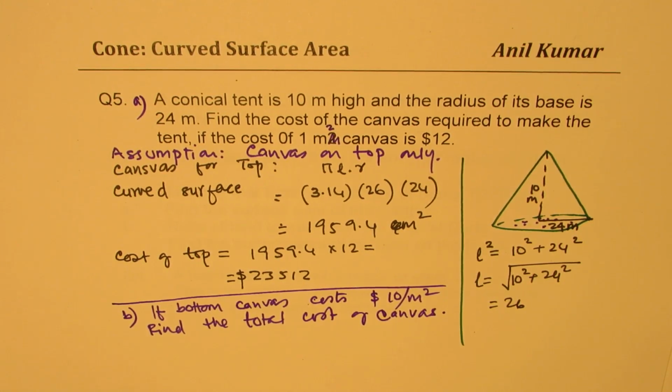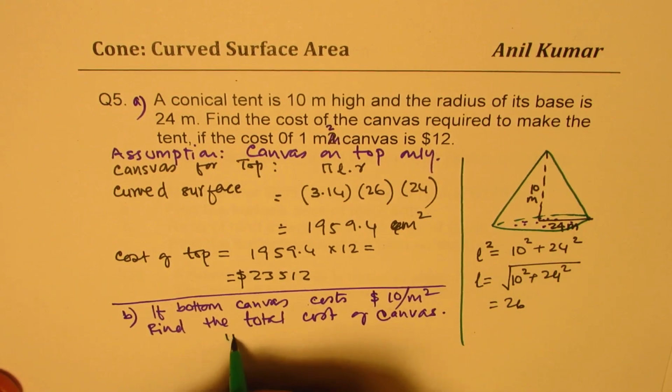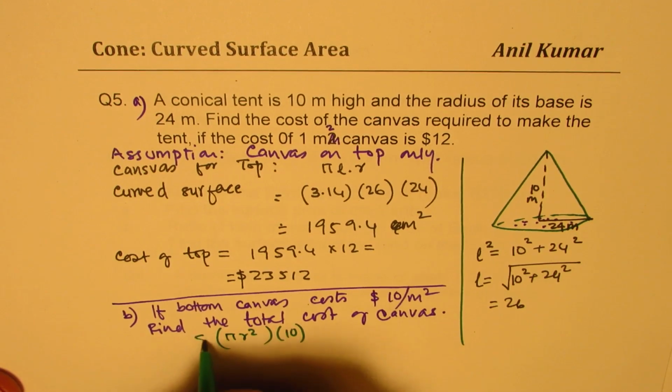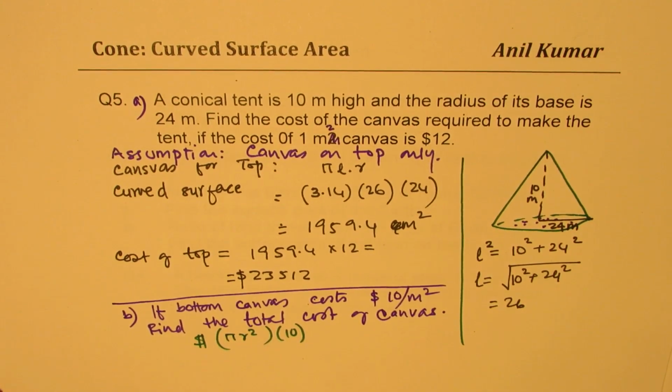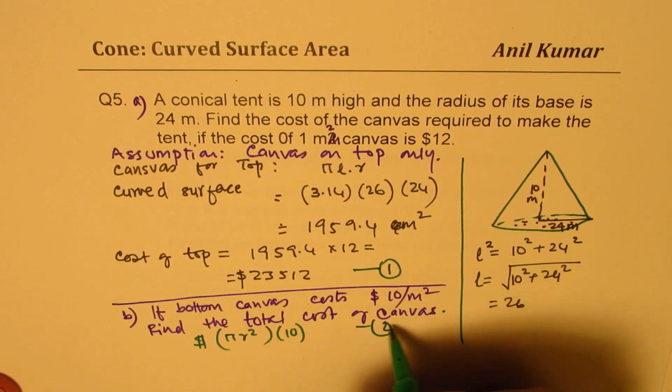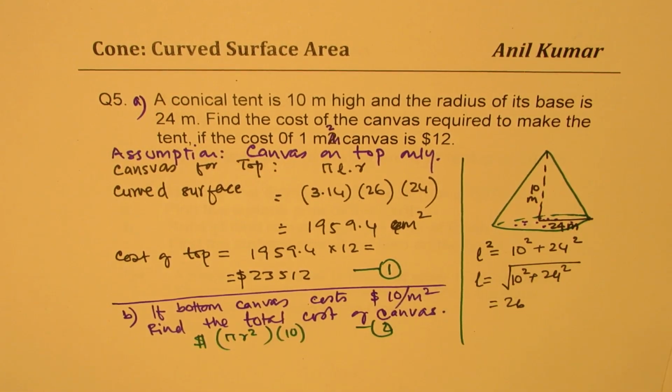So you need to find this area of the bottom, which is pi r square, and multiply this by 10 and you'll get your cost in dollars, correct? Add this cost to this. So we get cost 1, we get cost 2, add them to write down your answer. Perfect. So the question could be like that.